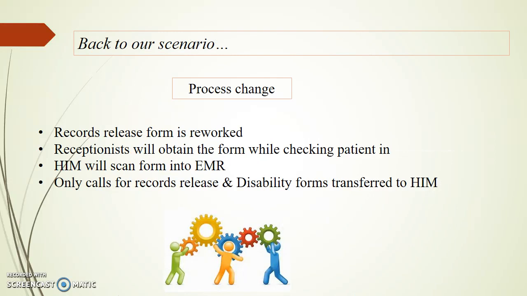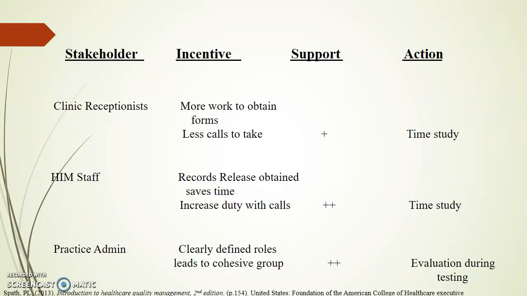The process change involved restructuring of the records release form. Receptionists will obtain a signature on the form at the time the patient is being checked in for their appointment. HIM will scan the form into EMR. Finally, only calls for records release and disability claims will be transferred to the HIM department. All other calls will be taken by reception. A stakeholder analysis is developed to show each stakeholder incentives and their support or lack thereof. Finally, an action plan was determined.